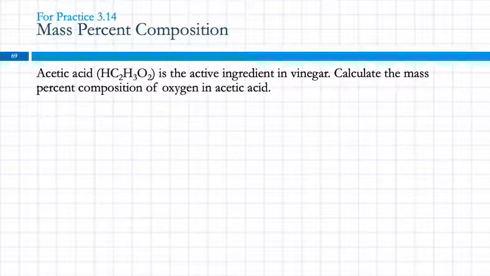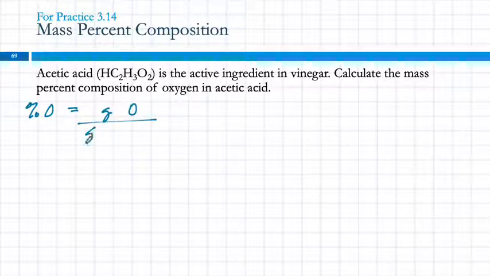So even though this one looks very complicated, it's following the same pattern. So we're looking for the percent of oxygen. So the mass percent of oxygen will equal the grams of oxygen divided by the grams of the whole thing times 100.